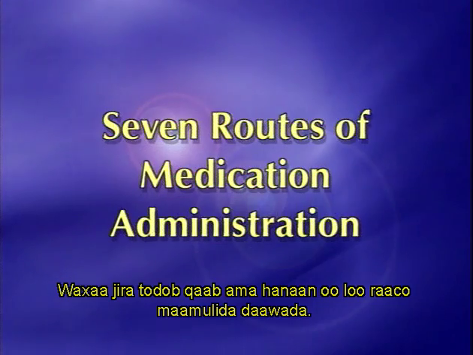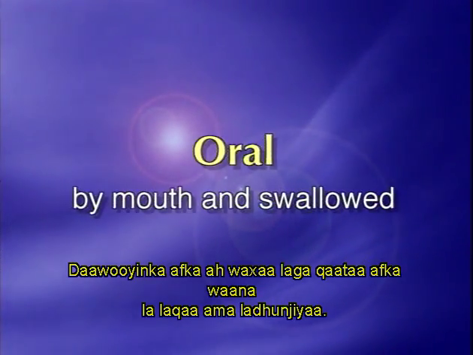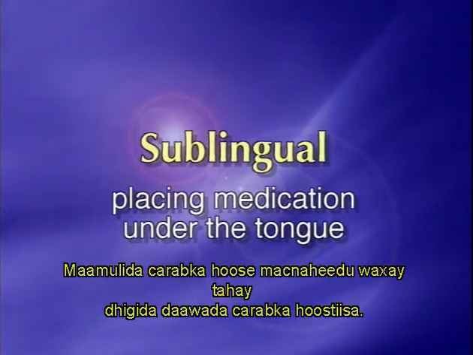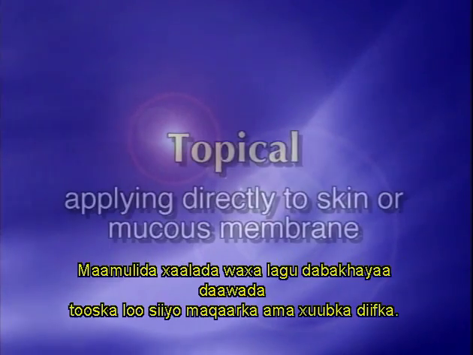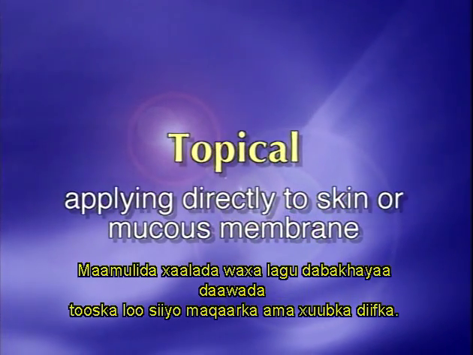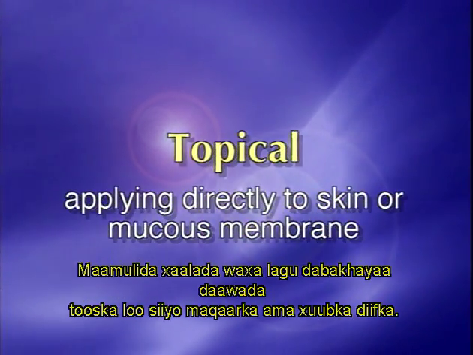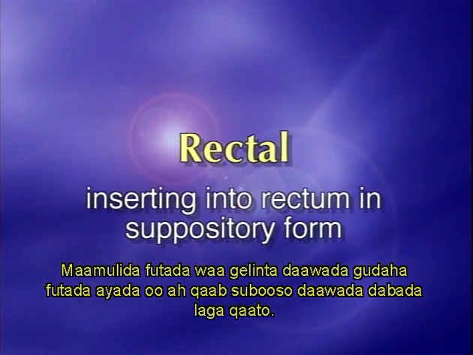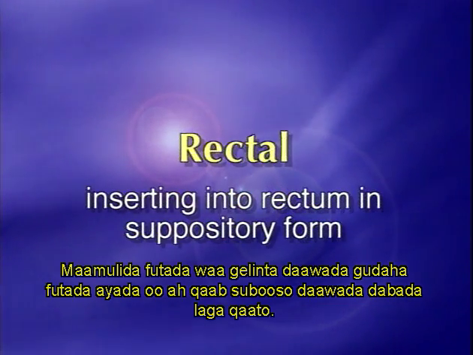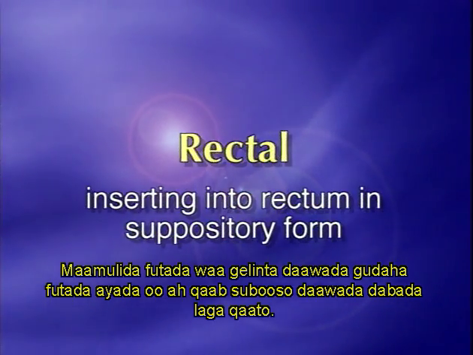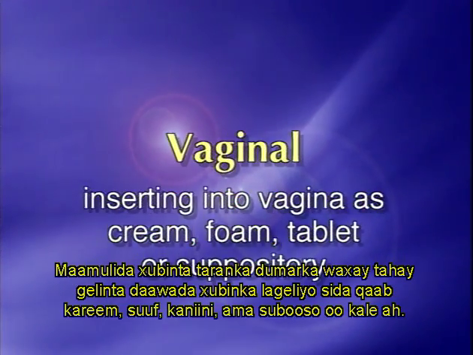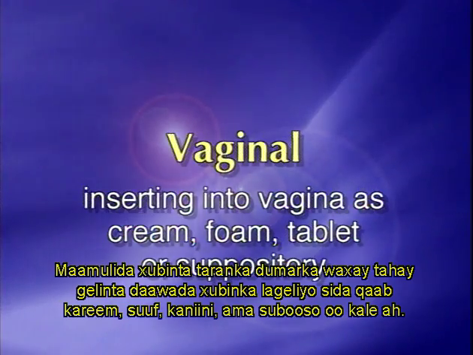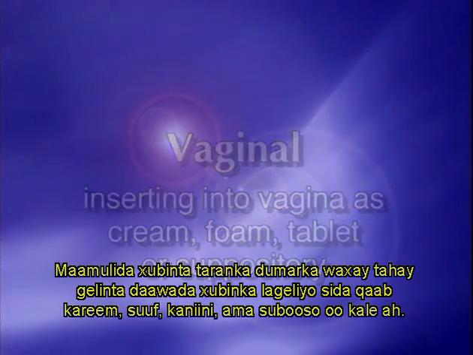There are 7 routes of medication administration. Oral medications are taken by mouth and swallowed. Sublingual administration means placing a medication under the tongue. Topical administration is applying a medication directly to the skin or mucous membrane. Rectal administration is inserting the medication into the rectum in the form of a suppository. Vaginal administration is inserting the medication into the vagina in the form of a cream, foam, tablet, or suppository.